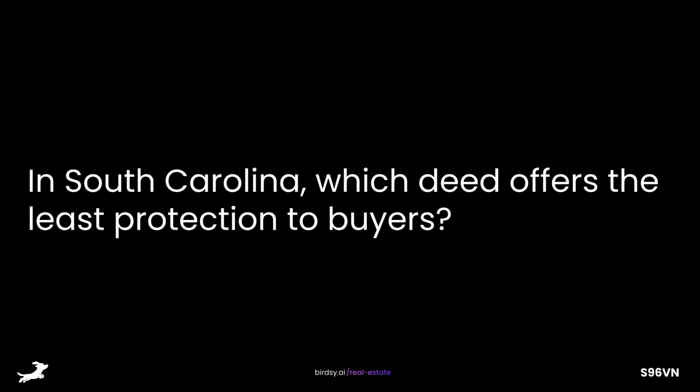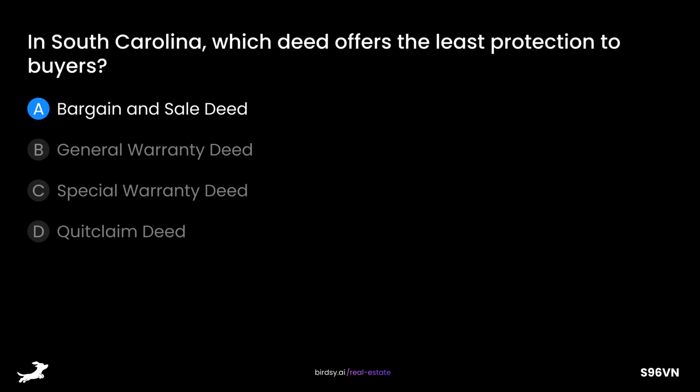In South Carolina, which deed offers the least protection to buyers? Is it A, bargain and sale deed, B, general warranty deed, C, special warranty deed, or D, quitclaim deed? The answer is D, quitclaim deed.